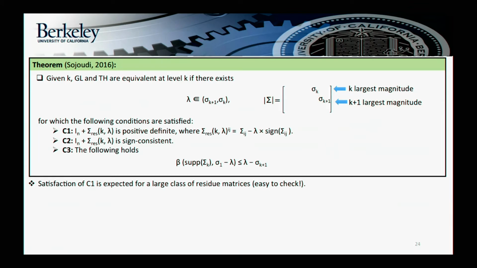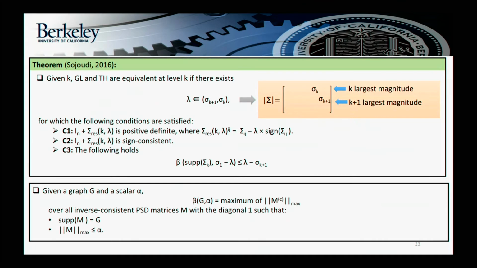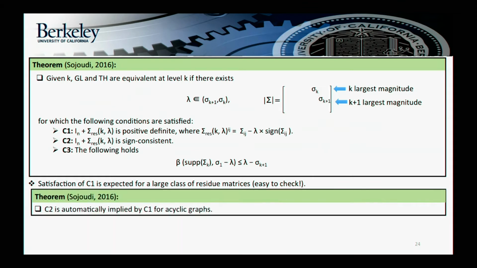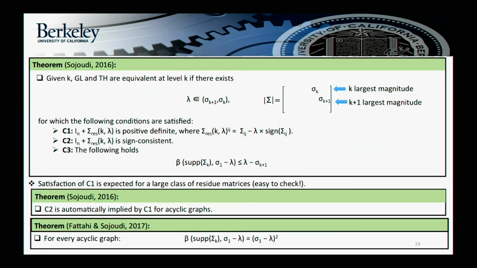Now let's see when these conditions are satisfied. The first condition is expected to be satisfied for a large class of matrices. So these are what we call residue matrices, the ones that are formed based on sample covariance matrix. So this is easy to check. The second condition is automatically implied by the first condition for acyclic graphs. So if you have acyclic graphs, the second condition is automatically implied by the first one. So the third condition is about checking this function beta.